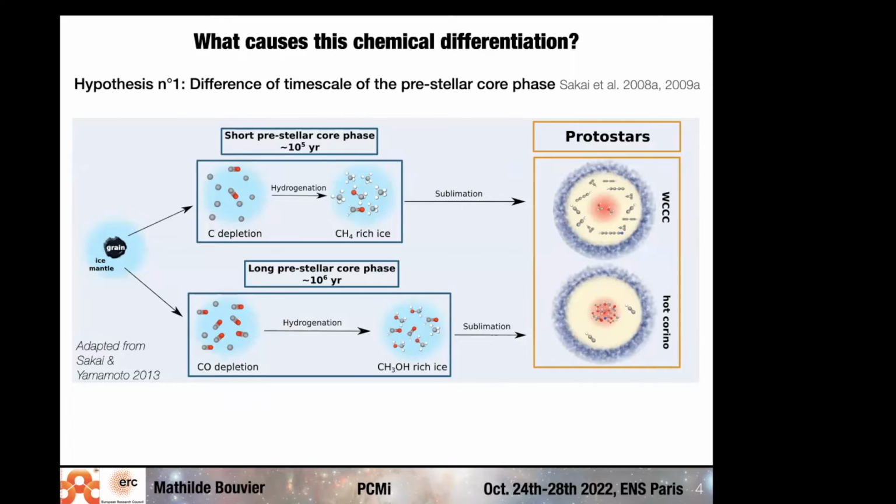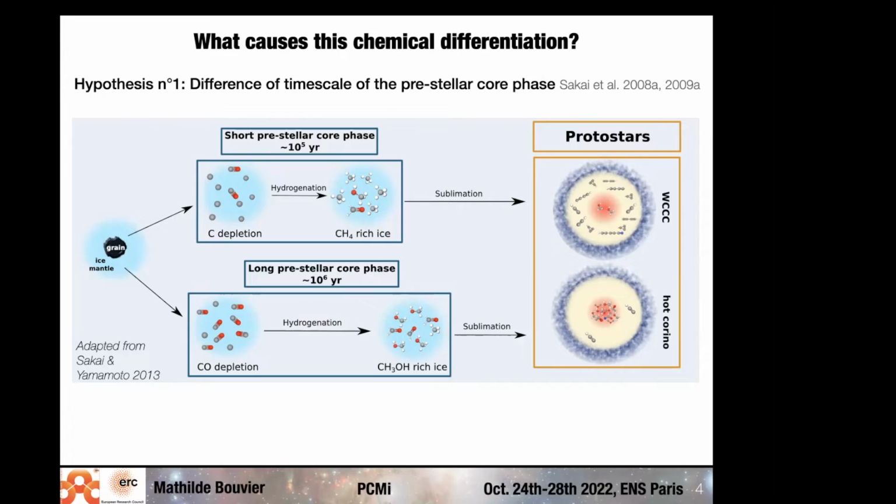So very quickly, here is a schema of what could happen in the case of a short prestellar core phase. The carbon atom doesn't have time to lock onto the CO molecule and will freeze out alone onto the ice mantle. And after hydrogenation processes, we would have methane-rich ice. If the prestellar core phase is long enough, then the CO molecule can have time to form and will freeze out onto the surface, onto the ice mantle, leading to a methanol-rich ice.